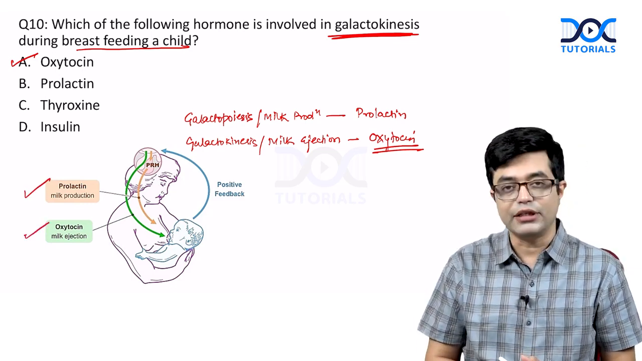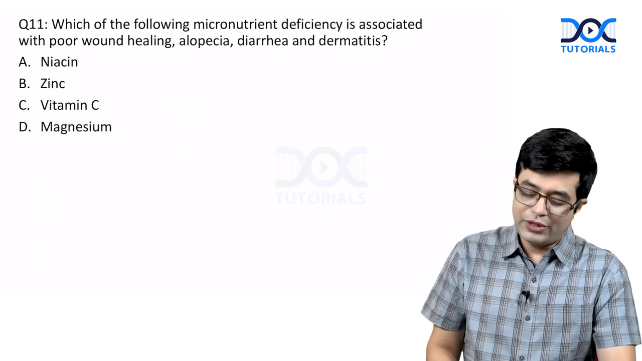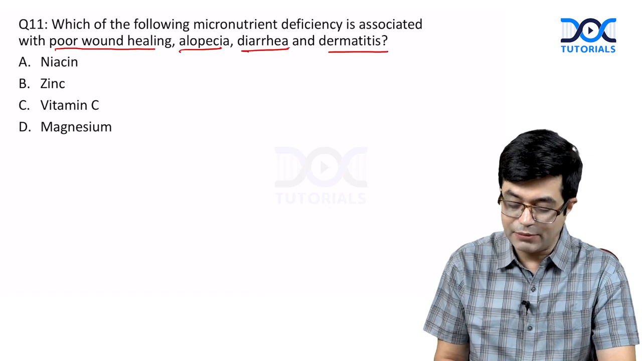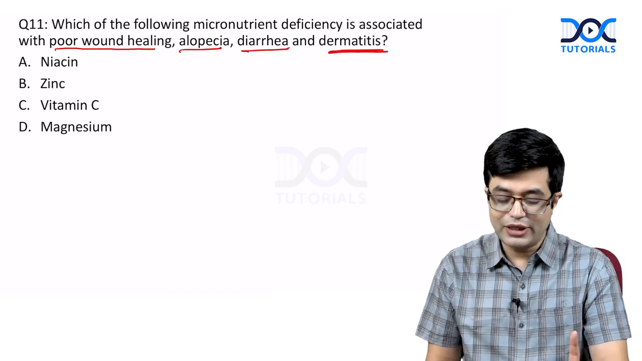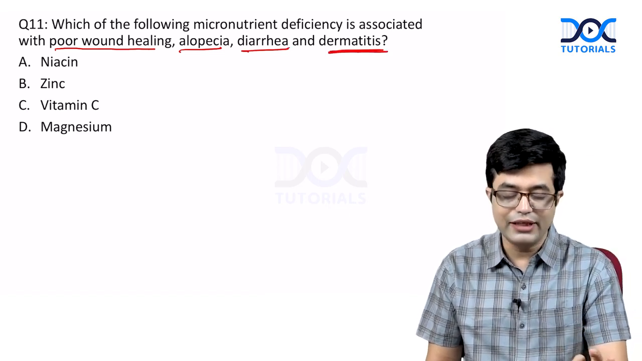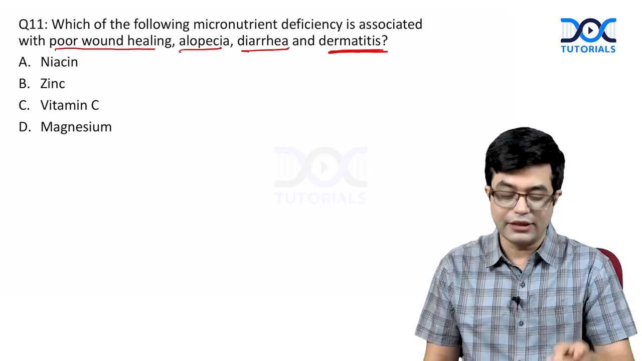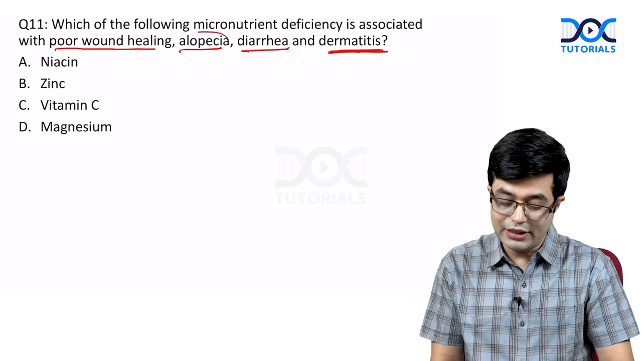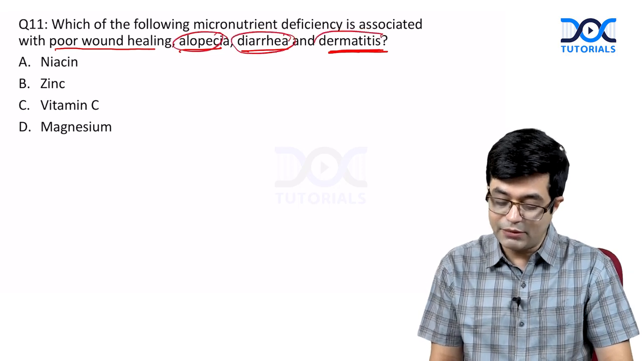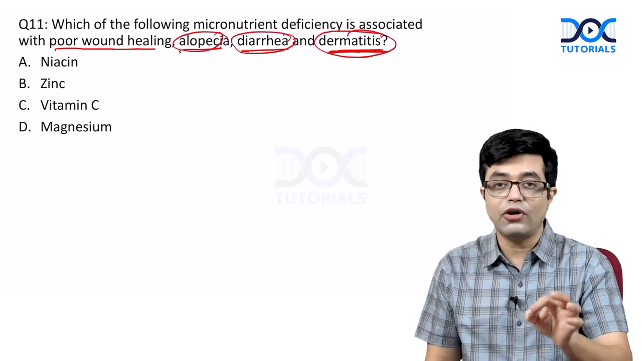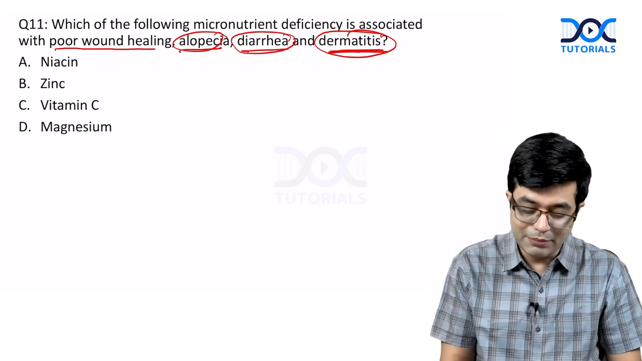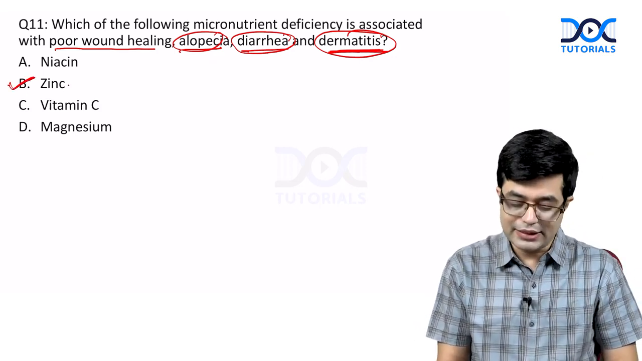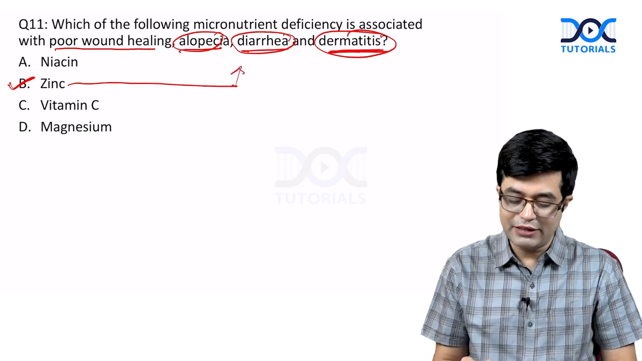Which of the following micronutrient deficiencies is associated with poor wound healing, alopecia, diarrhea, and dermatitis, that is rash? As soon as some people read poor wound healing, they started thinking of vitamin C. No. Wound healing with bleeding gums is vitamin C. Poor wound healing with alopecia, diarrhea, and dermatitis is indicating loss of epithelial integrity, typically produced in patients with zinc deficiency. Remember that zinc deficiency can have these manifestations.